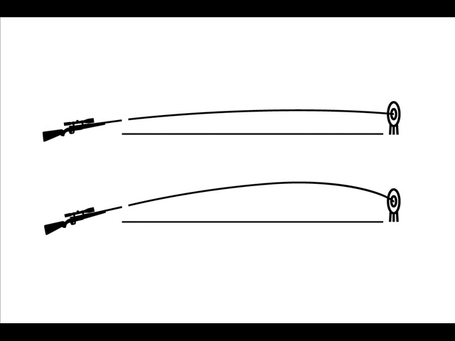When I'm talking about a rifle that shoots flat or a rifle that has more drop, this is what I'm talking about. The rifle on the top diagram here would be considered a flatter shooting rifle than the rifle in the bottom diagram. The rifle in the bottom diagram has more drop. It could be that the rifle in the top diagram is a bigger caliber rifle, maybe it has better ammunition, but all things being equal, the rifle that shoots flatter is going to be a better rifle for long range shooting.